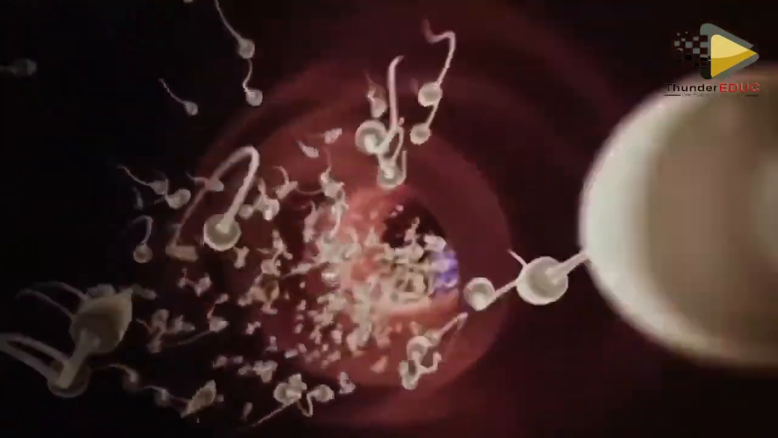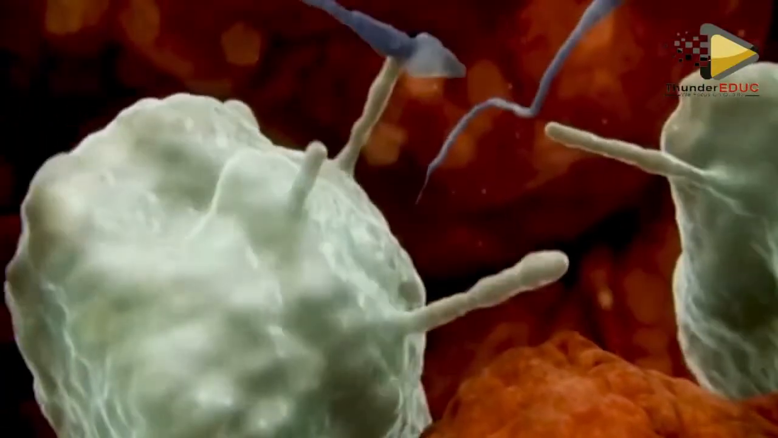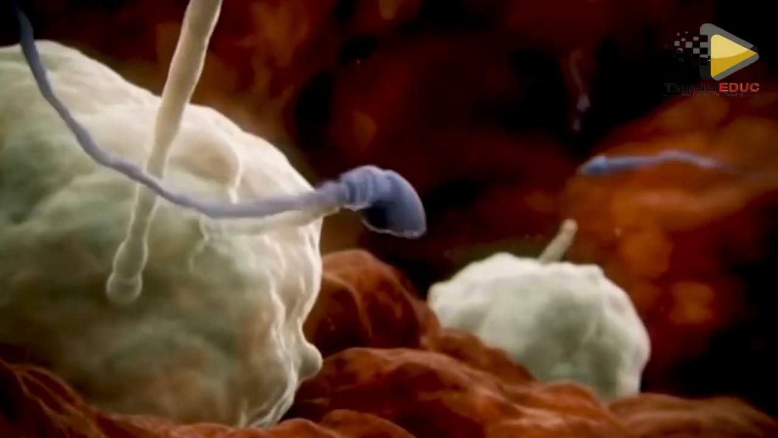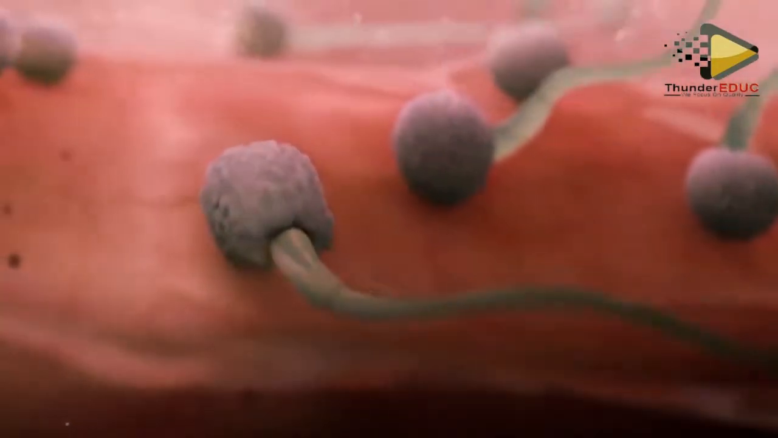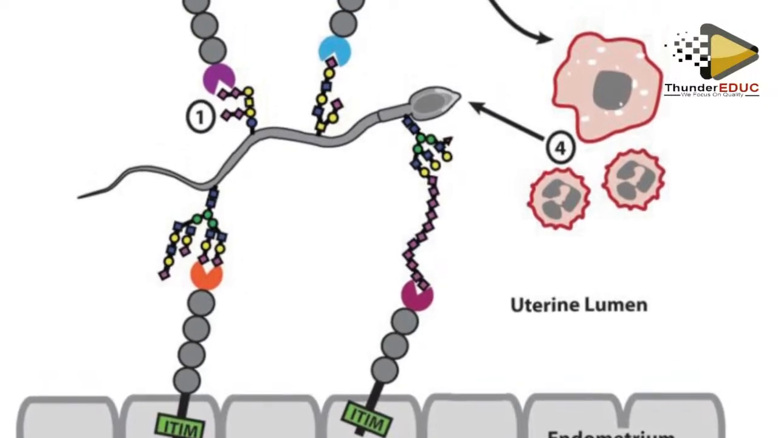Fertilization occurs in the fallopian tube. However, the immune system of the female identifies sperms as foreign particles and kills them.